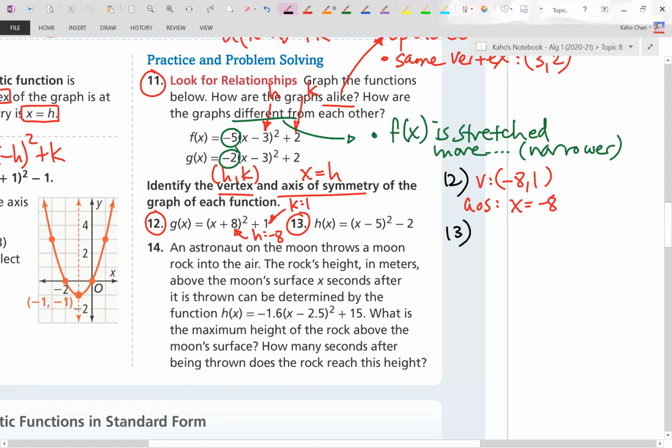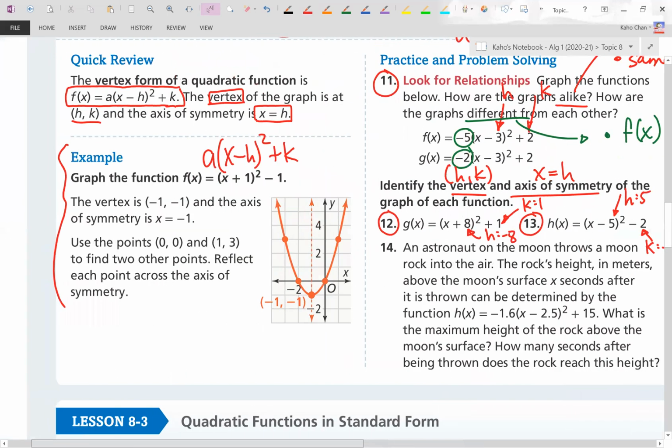Number 13's vertex. H is, got to be careful here, positive 5 this time around. I think backwards. And k is negative 2. Let's put those down in there. And that takes care of number 13, the vertex. How about the axis of symmetry, the vertical line that splits the parabola in half? X equals the h value, in this case is 5. Yay. Wow, that seemed pretty fast. Any questions about section 8-2? Let me know. Let's move on to the last section of chapter 8.